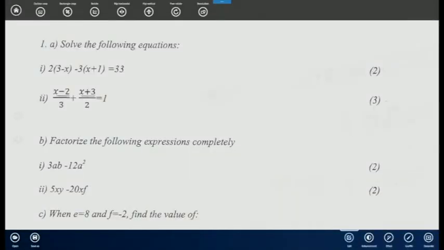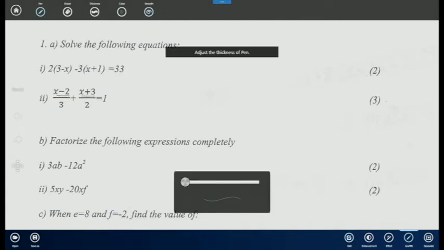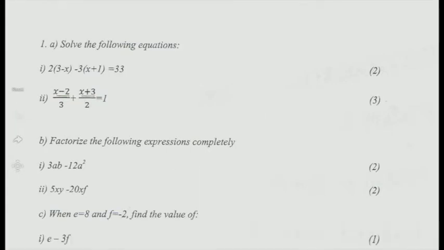So here we have to solve for the equations. Remember that an equation has an equal sign. So we have to solve this equation of Roman figure 1. Here it's 2 into 3 minus x, negative 3 into x plus 1 is equals to 33. So we have to open the brackets first.